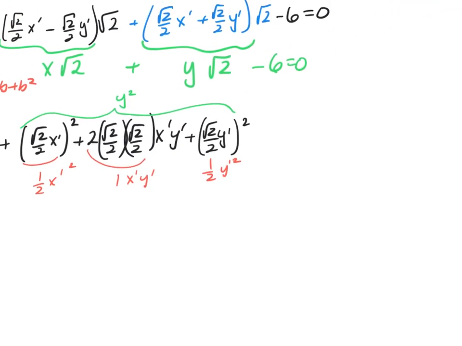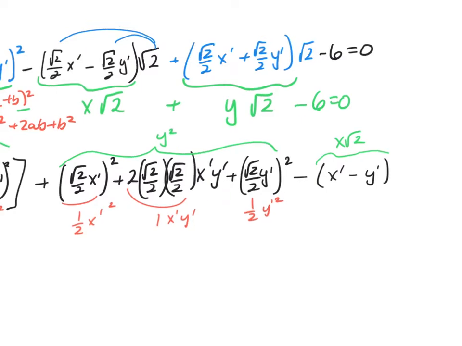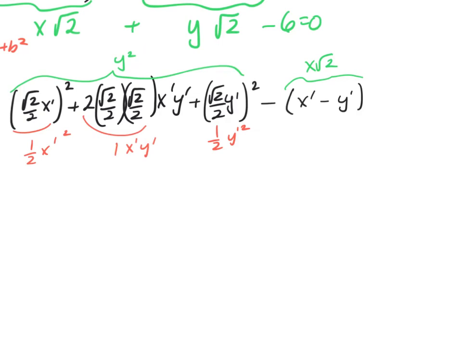My next term is going to be distributing the square root of 2 through. When I distribute the square root of 2 onto both of those two terms, I'm going to have 2 over 2. So it's going to be minus x prime minus y prime, because there's a minus there. Can we put the square root of 2 in front? Absolutely. So then I'm going to write this down here. So this is going to be minus x prime plus y prime, because I've distributed that negative through.